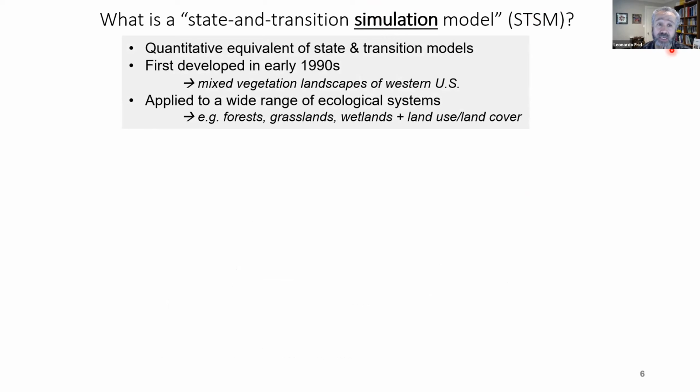The origins date back to the early 90s in the Western US, where land management agencies were looking at different policy and management decisions for large landscapes. And at the time, the models available were mainly focused on forests, and something was needed to be able to make forecasts for vegetation communities that extended beyond forest types. So mixed landscapes with mixed vegetation types, including forests, grasslands, wetlands, and so on.